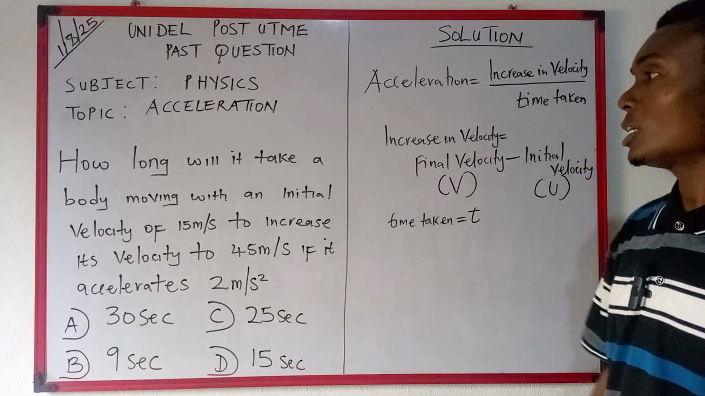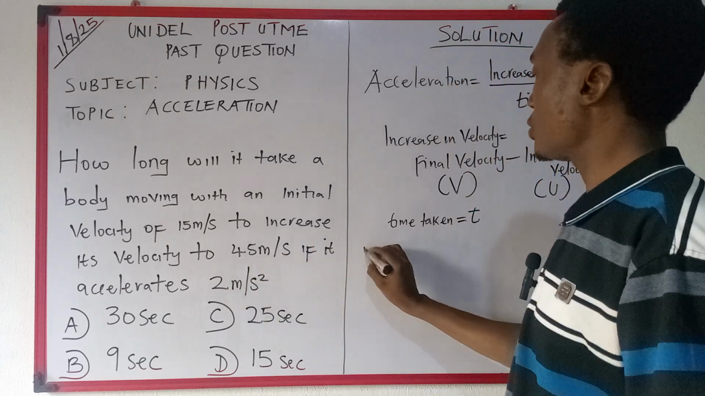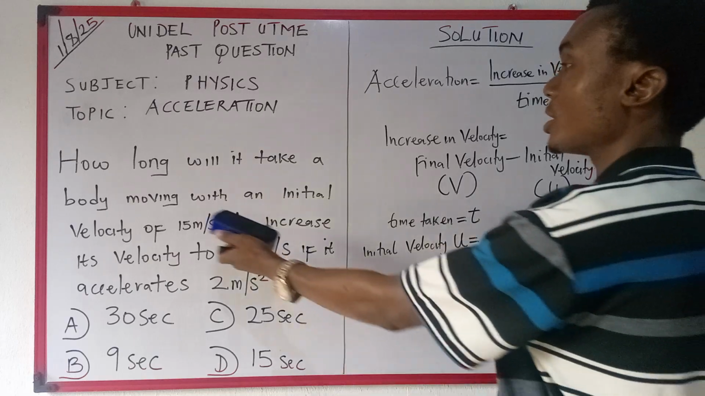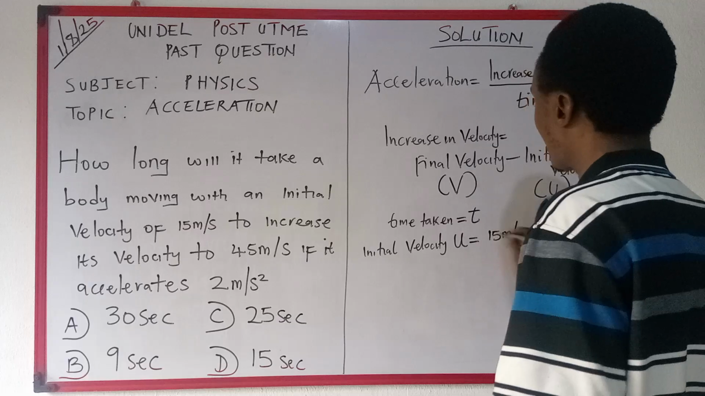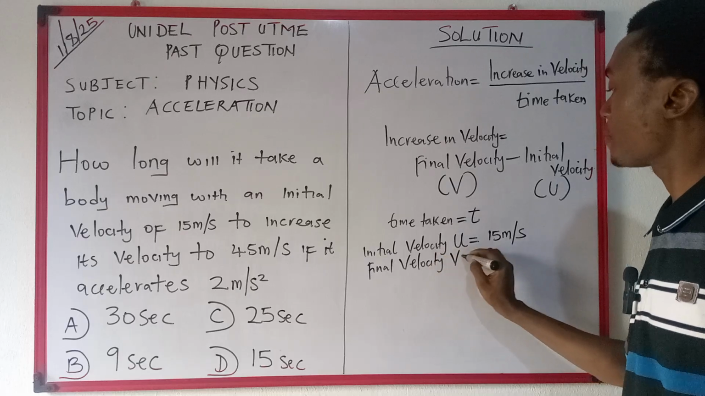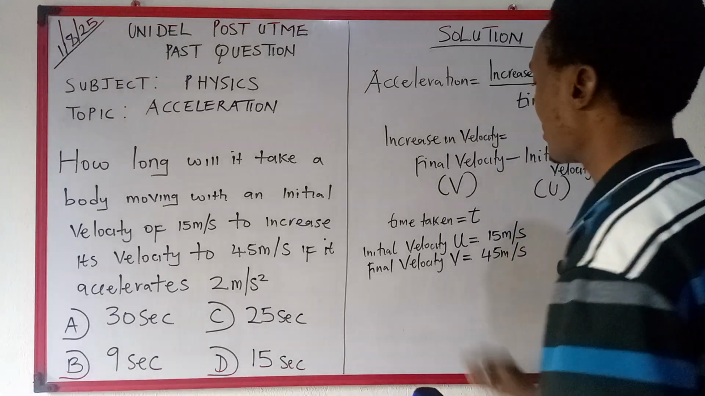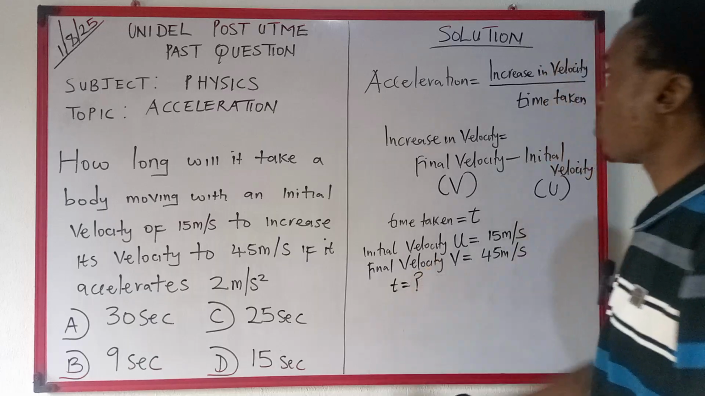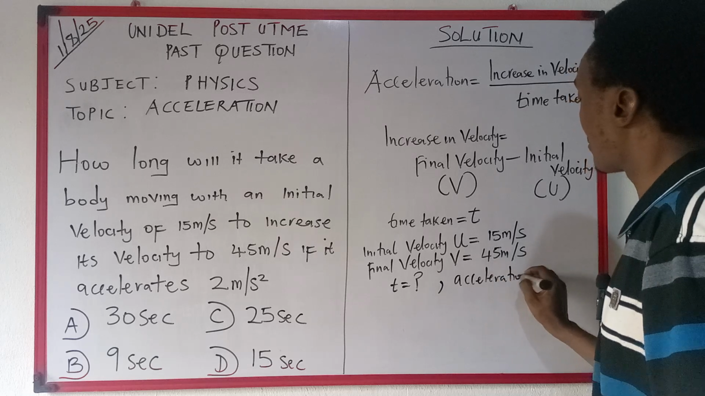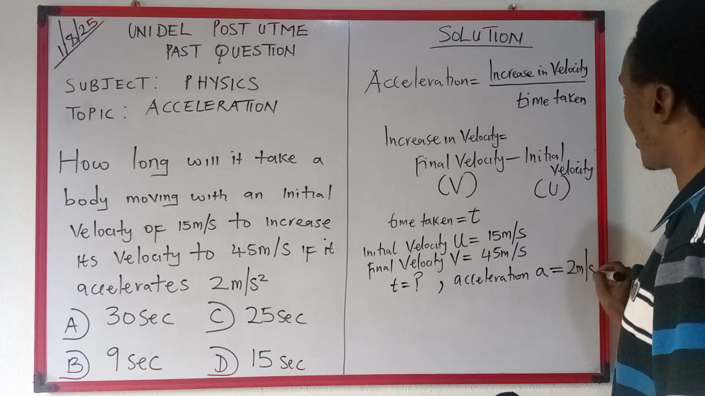Okay, so now if you look at the question, what are the things that are given? It says with an initial 15, to increase its velocity to 45. So initial velocity, which is u, in the question is given as 15 meters per second. Final velocity, which is v, is given as 45 meters per second. Time is not given. What about acceleration? Acceleration is a, and it was given in the question as 2 meters per second squared.